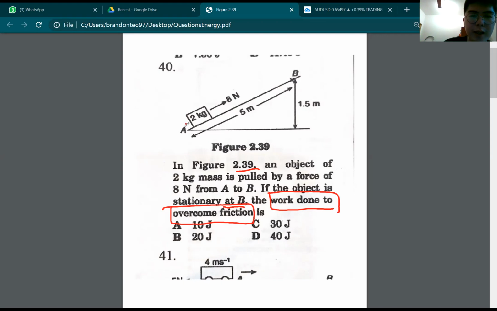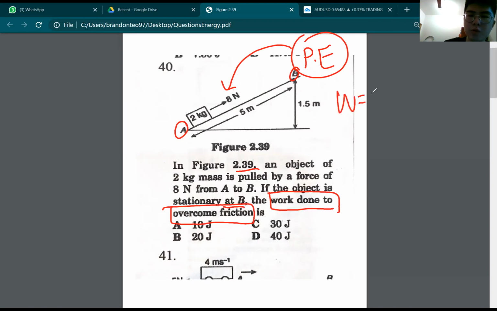You see, from point A to point B, at point B the object gains potential energy, right? Because it is at a certain height. Now, the amount of potential energy gained comes from the work done. Remember, work done equals the change in energy, right? So first you calculate the work done. What is the work done?